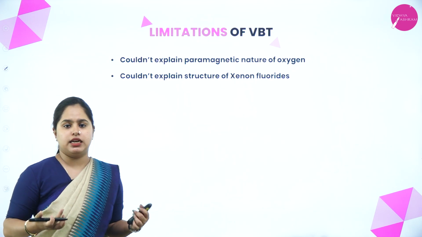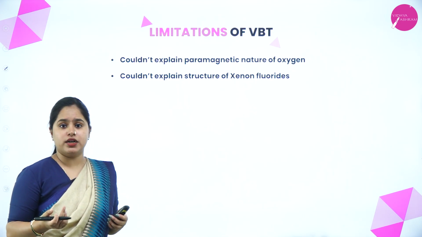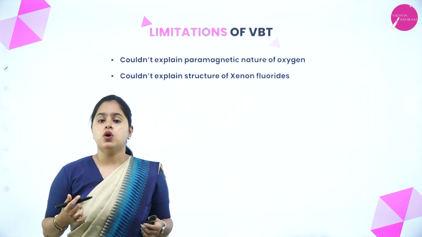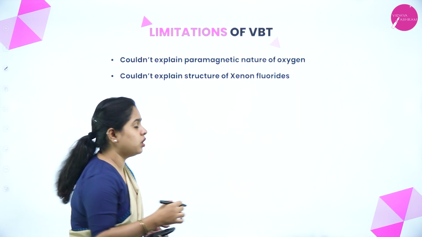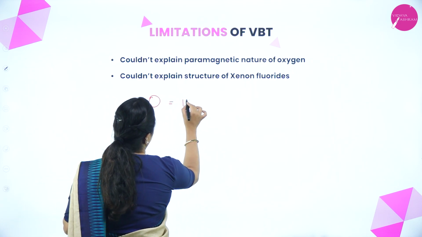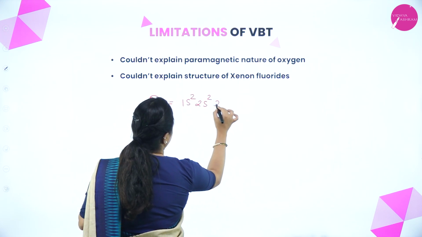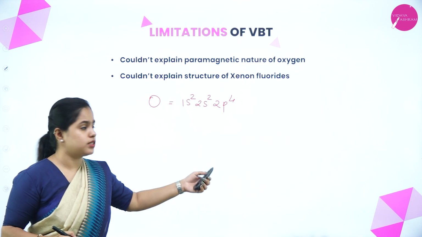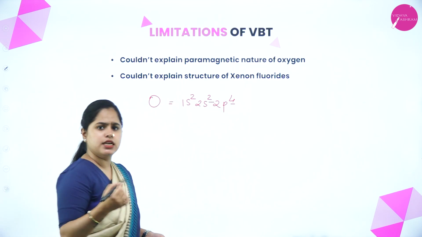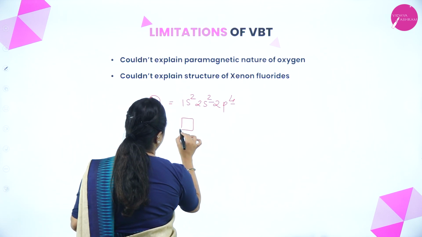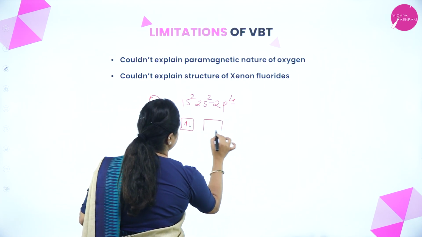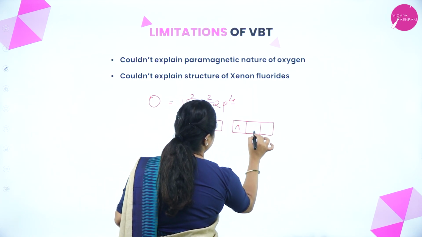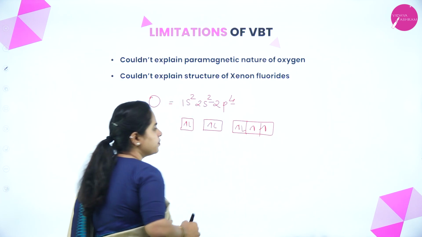Even valence bond theory had its own limitations. The first one is that it couldn't explain the paramagnetic nature of oxygen. In the case of oxygen, we know that the atomic number is 8, right? So that is 1s2, 2s2 and 2p4. So the valence shell is having how many electrons? It is having 2 plus 4, that is 6 electrons, right? So how do I represent it? 1s2, 2s2 and 2p4, right?